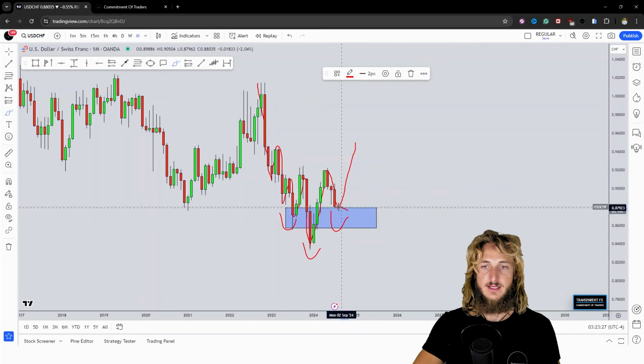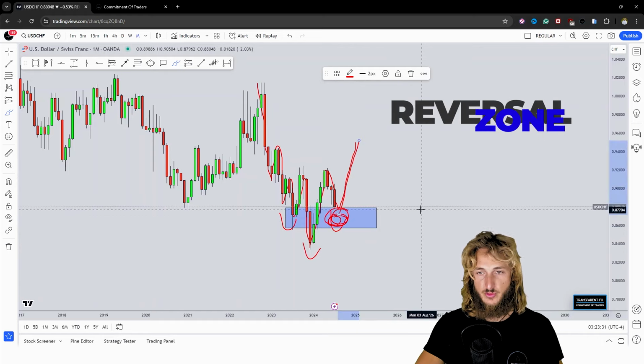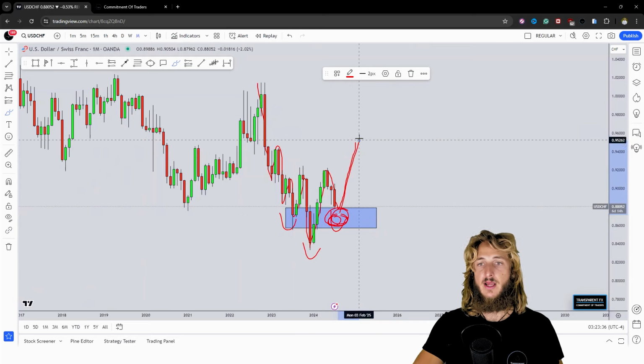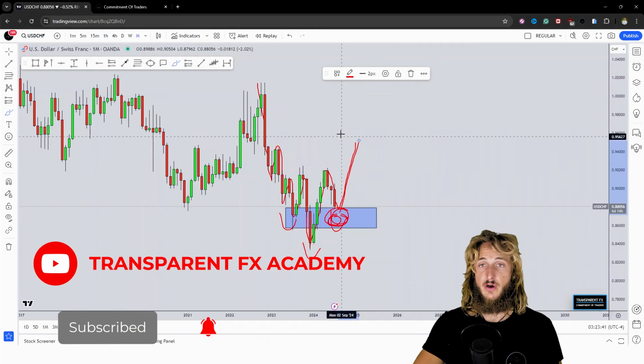So in a situation like this, this area would be a potential reversal zone for the continuation to the upside and the creation of a new higher low, so higher than the previous low here, and then a new higher high, confirming this inversion of trend.